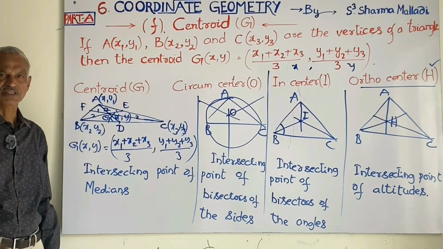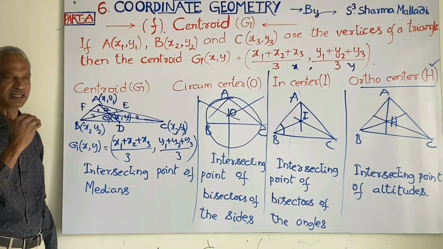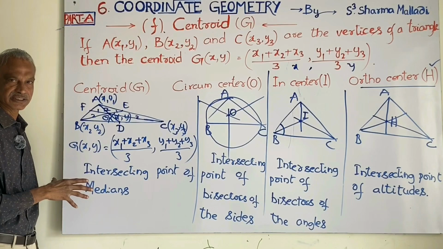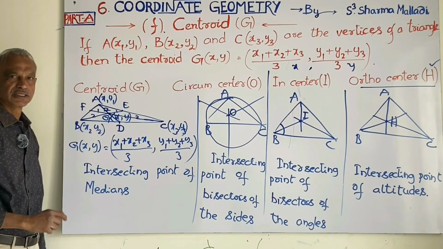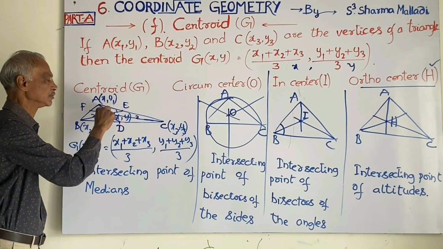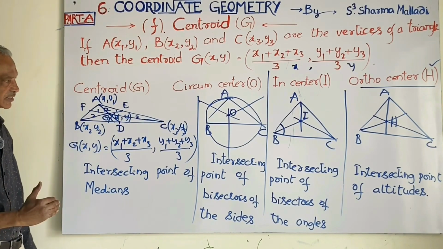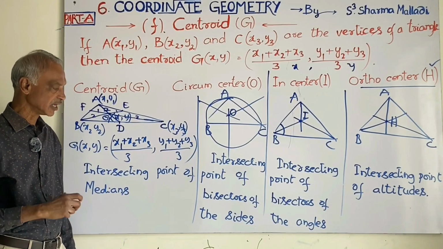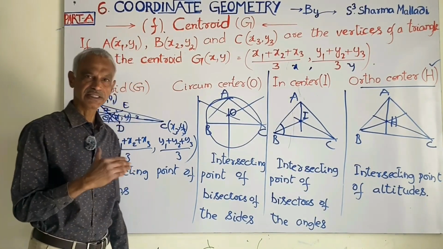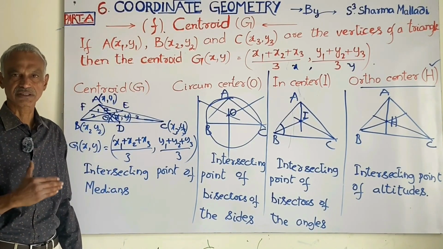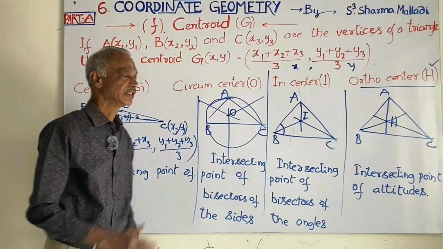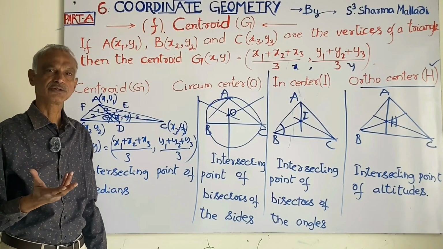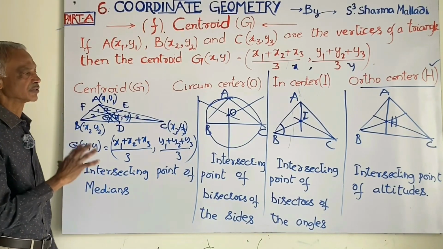Now you see, first you should know the difference between centroid, circumcenter, incenter and orthocenter. This is the intersecting point of medians. You should remember, centroid divides the median in 2:1 ratio. Next, circumcenter. It is the intersecting point of bisectors of the sides of a triangle. Incenter is the intersecting point of bisectors of the angles of a triangle. Then what is orthocenter? It is the intersecting point of altitudes. Altitudes means heights. This you should remember.